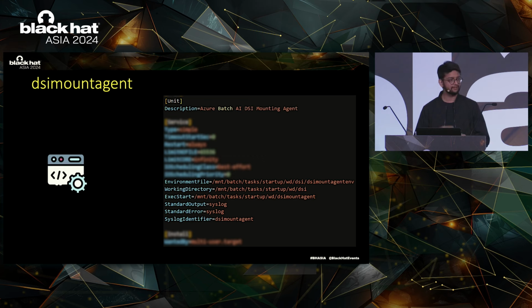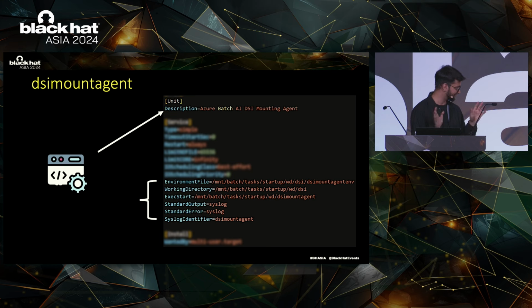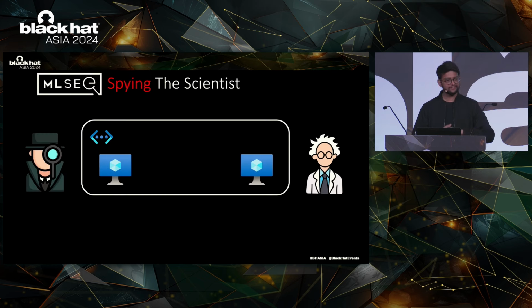DSI Mount agent is another binary that exists on all compute instances, which again runs as root. It is known as Batch AI DSI Mount agent. And it also fetches its configuration from environment variables stored in files, like the same environment variables, David. So yeah, this is the same binary, the same agent, that we found a vulnerability in last year for Black Hat USA.